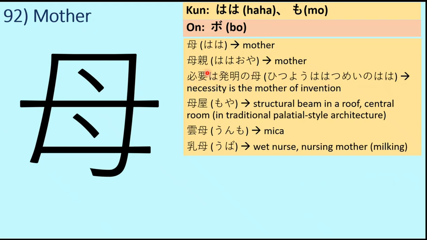So here you can see the wa here. This is the wa which is used as a particle. We all know, and the particle no for belonging. So these two particles are used here, and the rest is everything kanji. So hitsuyo wa hatsumei no haha.